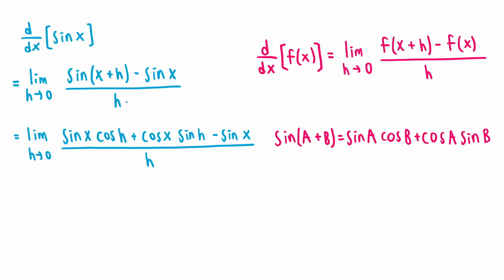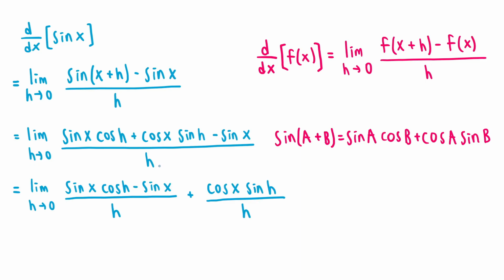The next thing to do is to expand the expression sine of x plus h using the compound angle identity sine of a plus b equals sine a cosine b plus cosine a sine b. If we use this identity on sine of x plus h, we end up with sine x cosine h plus cosine x sine h, and the minus sine of x stays the same, and all of this is divided by h. We can also split the fraction and rewrite this as the limit as h approaches 0 of sine x cosine h minus sine of x all over h plus cosine x sine of h over h.